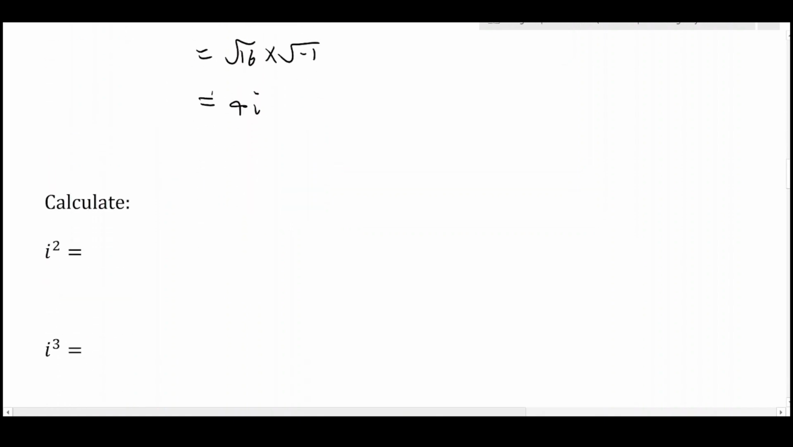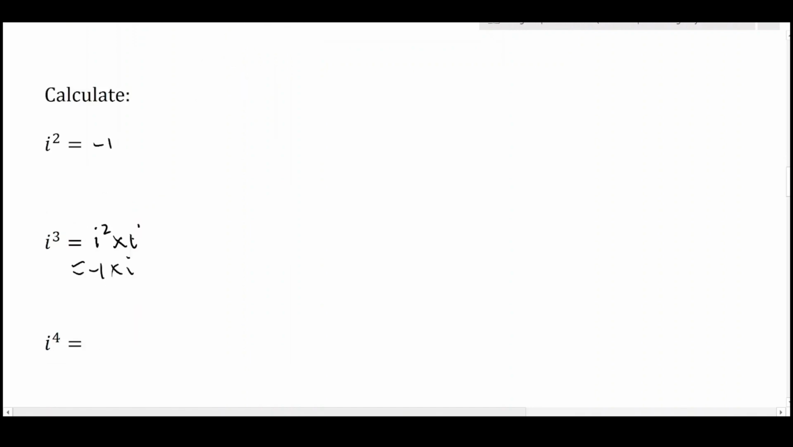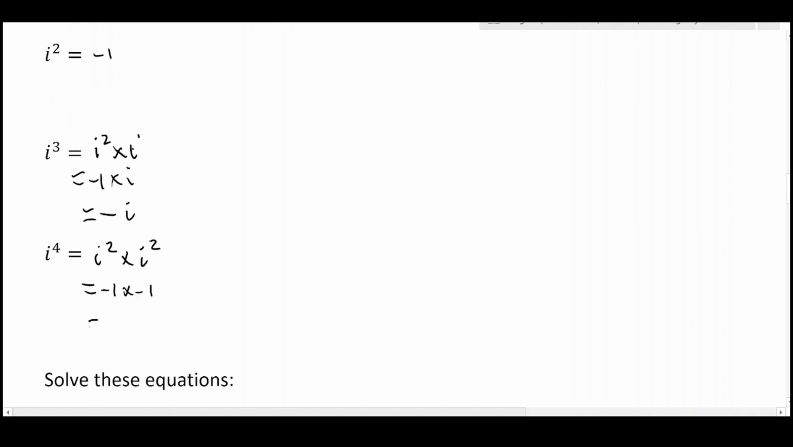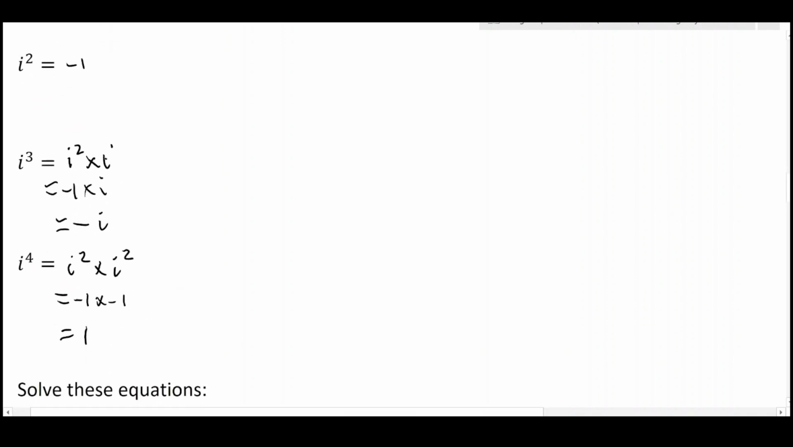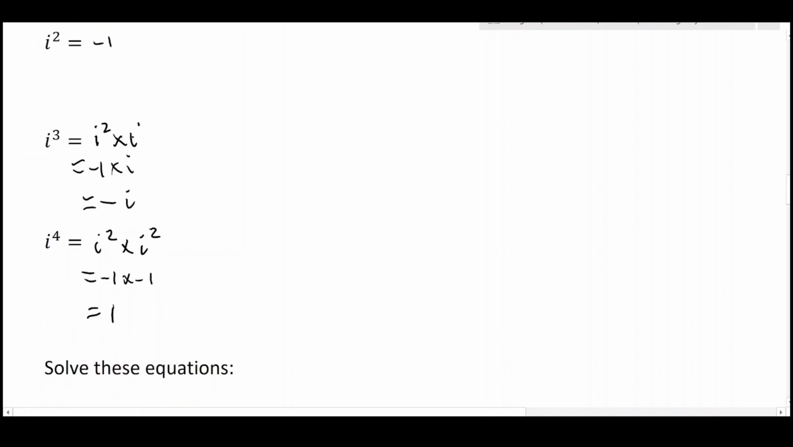Next, we're going to calculate i squared. Well, it's -1. That's the definition of i. i cubed, I can write that as i squared times i. So I'm going to get -1 times i. So i cubed is actually -i, which is kind of cool. i to the 4, I can write that as i squared times i squared, which is -1 times -1. So i to the 4 is just 1. And if you keep going from i to the 5, i to the 6, i to the 7, you'll see a really cool pattern with that.